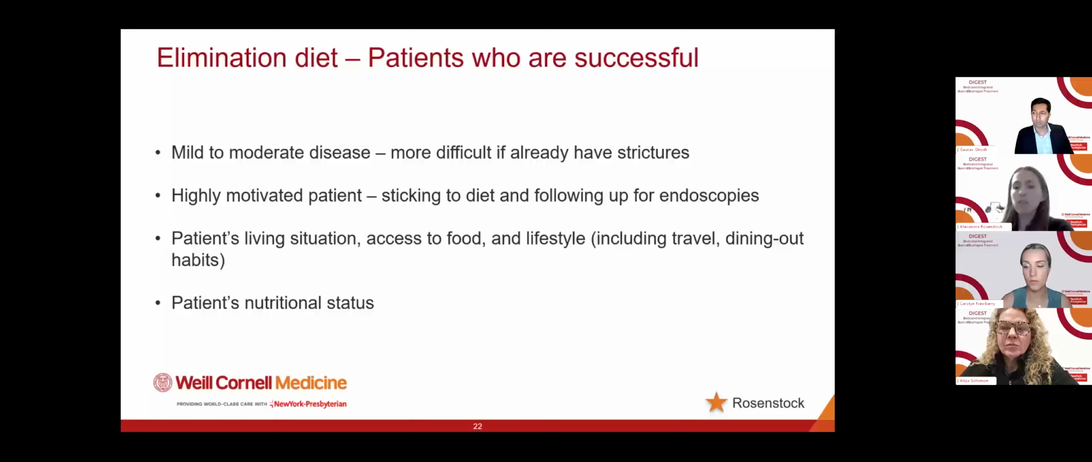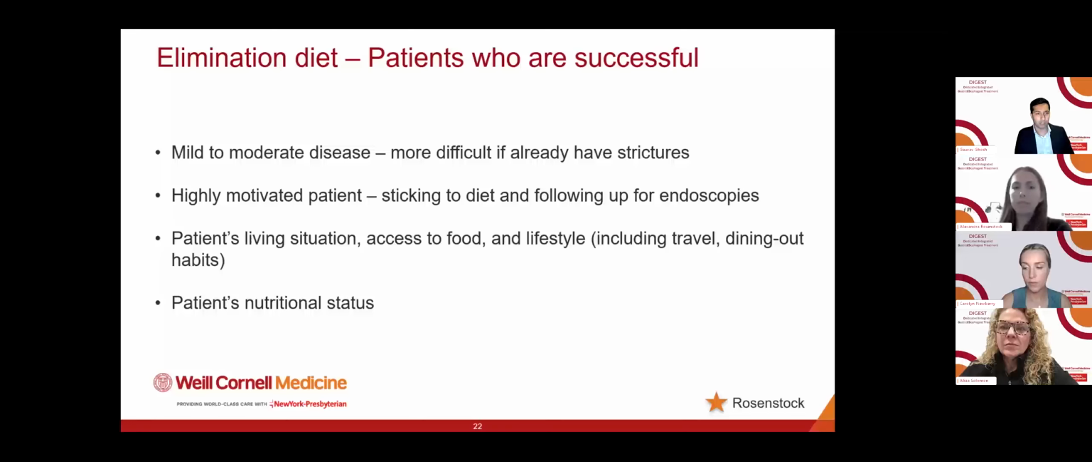And then also their nutritional status. So if they present very thin and underweight, or having had a recent significant weight loss, then taking away many foods from their diet may not be the best idea.